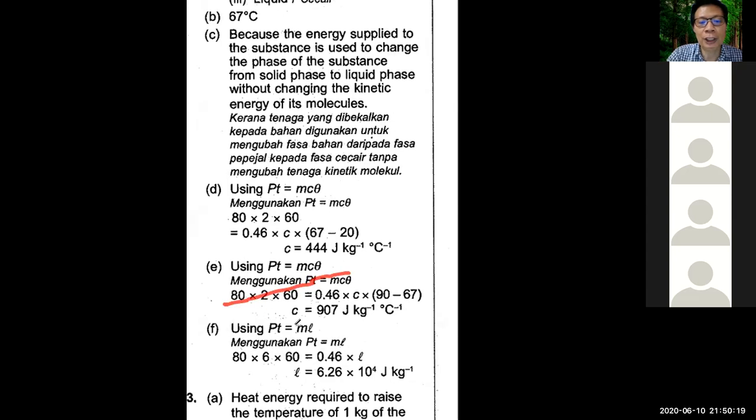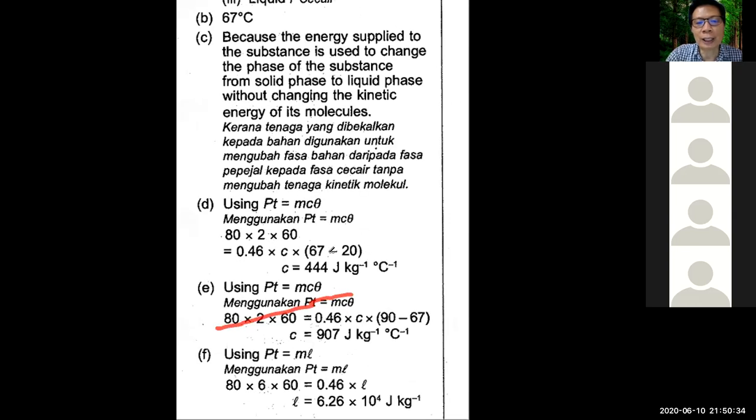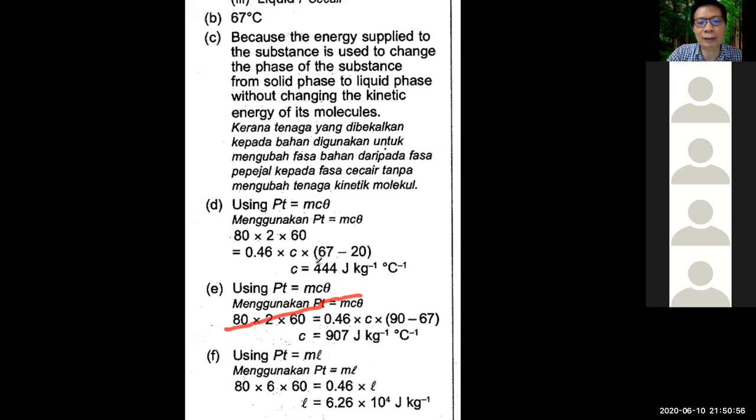Okay, this one. Pt equals mL. Just now, 90 minus 67, okay? And last is the latent heat, sorry, I confused a little bit. So this one is the first state, in the solid state, this one in the liquid state. Liquid temperature is 90 minus 67. And this one is latent heat. Pt equals mL, find the L, okay? So there are three questions here. This one, solid state, find specific heat capacity. This one in liquid state, Pt equals mcθ. And finally, find the latent heat. Latent heat uses the horizontal area, so time 6 minutes, okay?